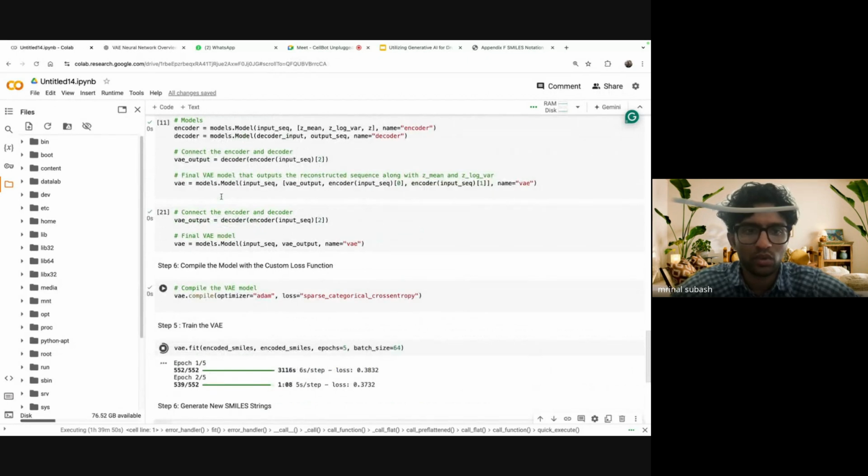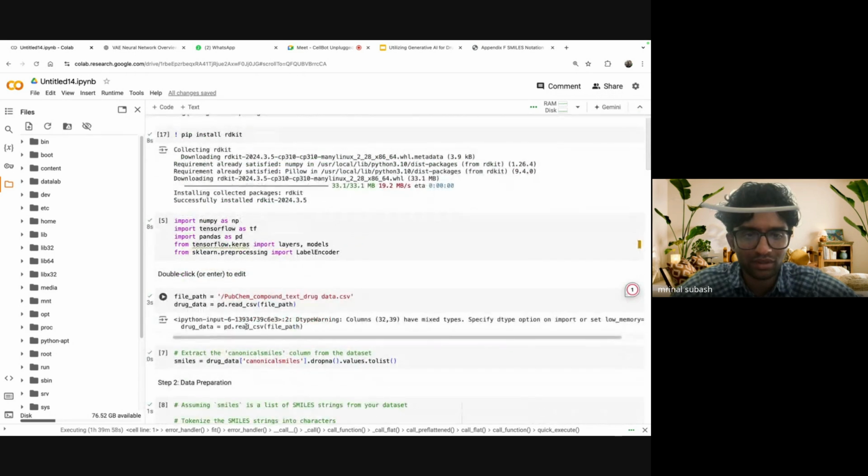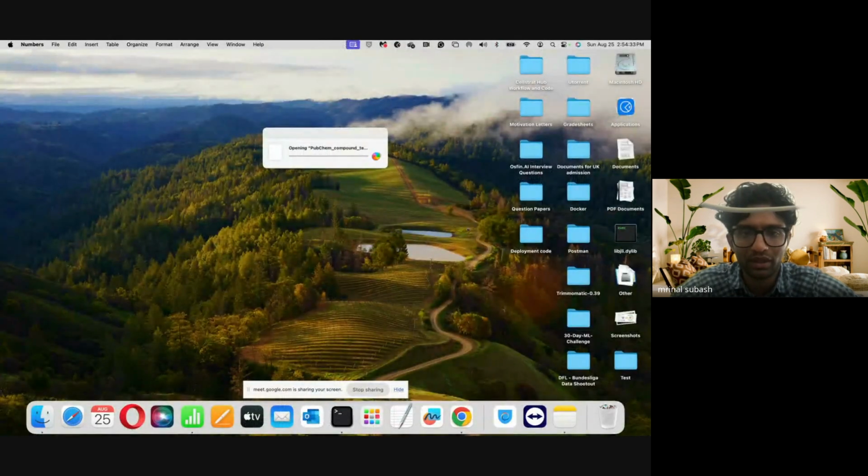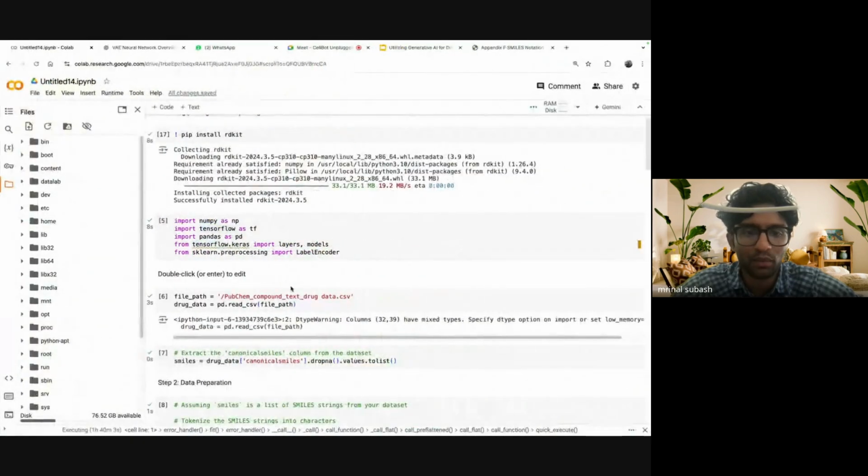Okay, so I have loaded this CSV file, and I'm not able to, I don't know why it's not opening. I could have shown you what goes inside the CSV file, but never mind.